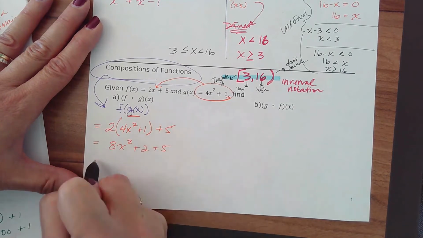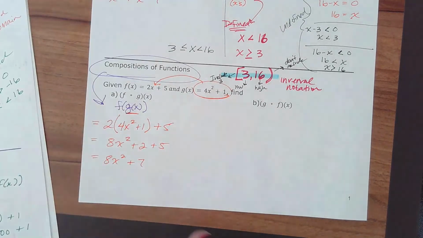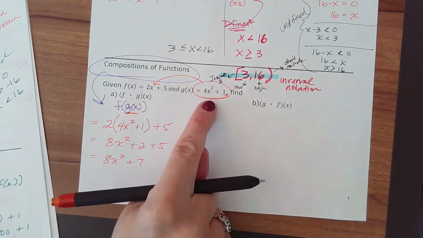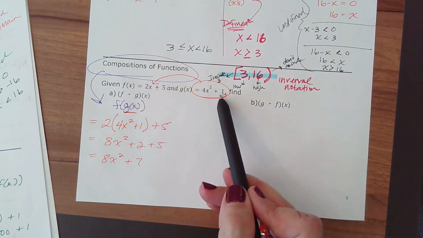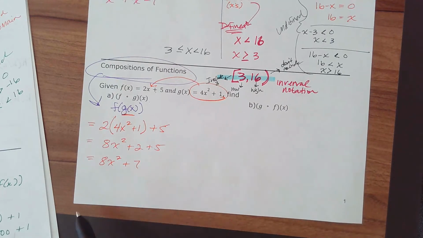Remember, we're not solving anything here. We're just simplifying, so we're just combining like terms. This is what we call the composition of f of x and g of x. A linear function composed with a quadratic function gives me a quadratic function. That's kind of like the marriage of two functions and what happens when they're done.